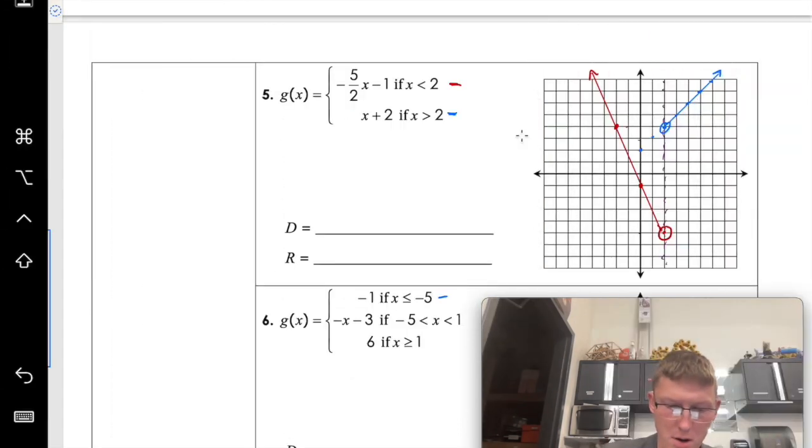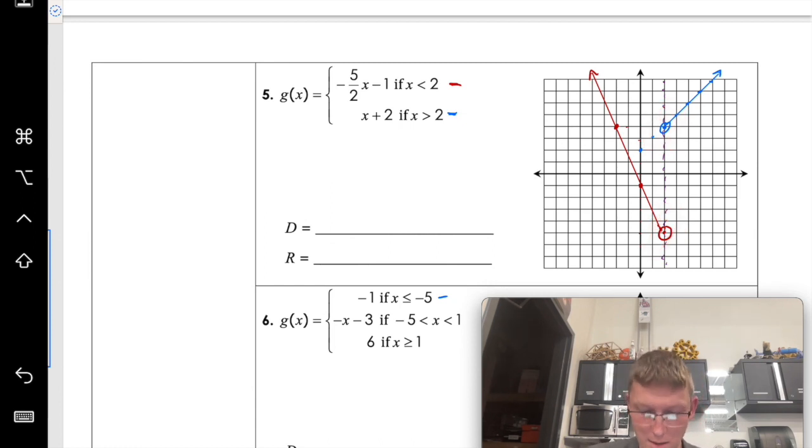All right, so here we are at number 5. I took the liberty and already graphed it. This is my top red line, this is my blue bottom line. And here's that situation I was talking about. Look carefully at both of these. They are both open circles.